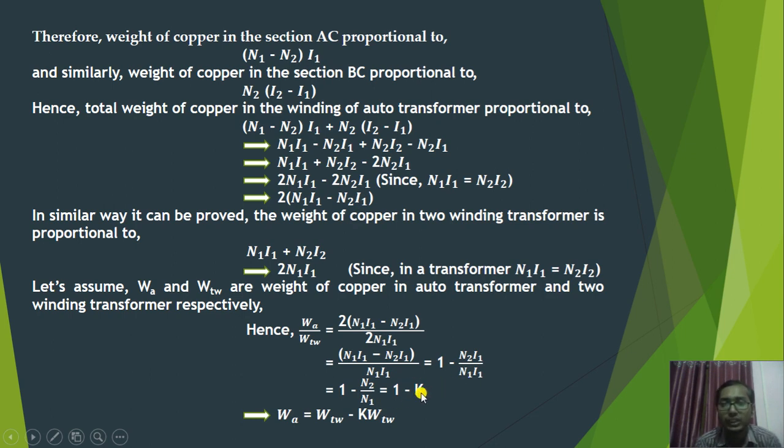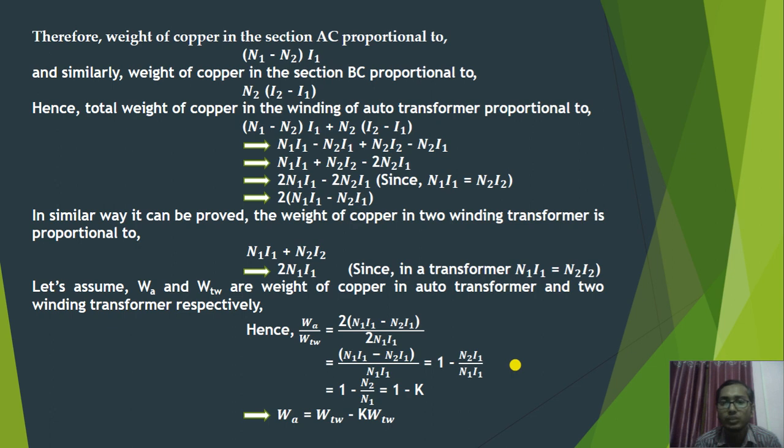So we can say that WA, that is the weight of conductor of the auto transformer, will be equal to WTW, that is the weight of the two winding transformer, minus K times WTW, where K is the turns ratio. So in this way we can say that while we are manufacturing an auto transformer having the same rating as a two winding transformer, we are actually saving the copper material.